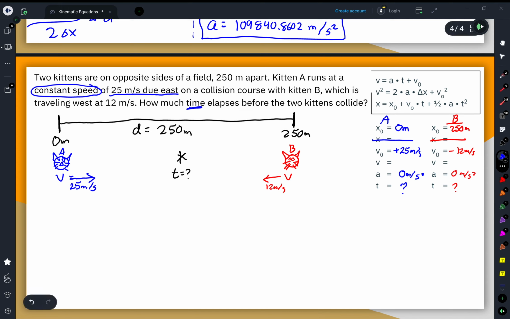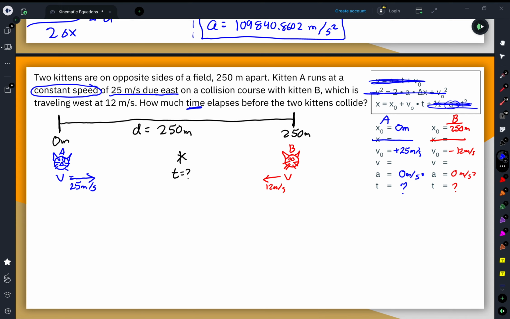Because they're a constant velocity, the first equation up here, v equals a times t plus v naught, is kind of pointless. It's not useful to allow us to figure out the times where these two collide. We need to focus on one that has time and position, which also eliminates that second equation. So really it's just going to be this last term. But because the acceleration is 0 for both these kittens, this last term goes away. So what we're really left with is position equals starting position plus velocity times time.